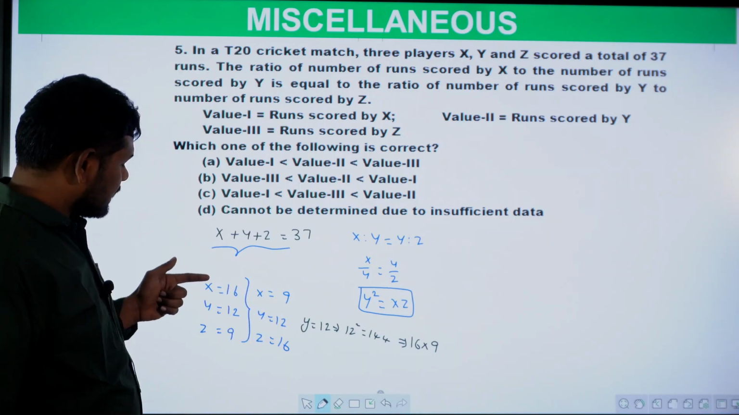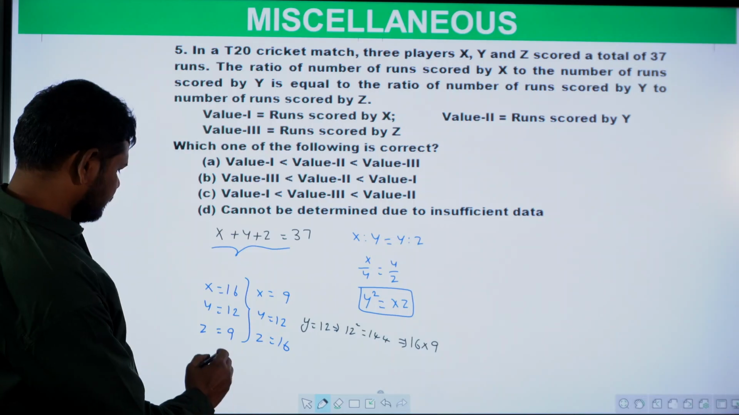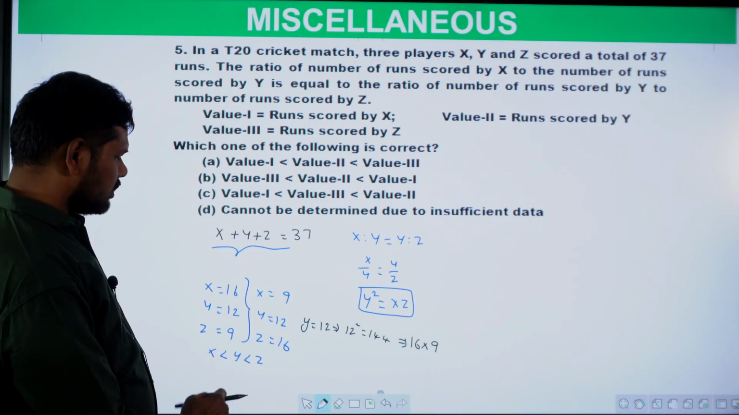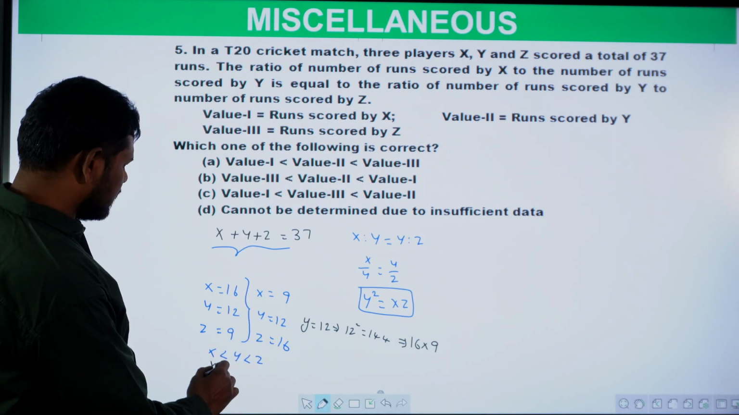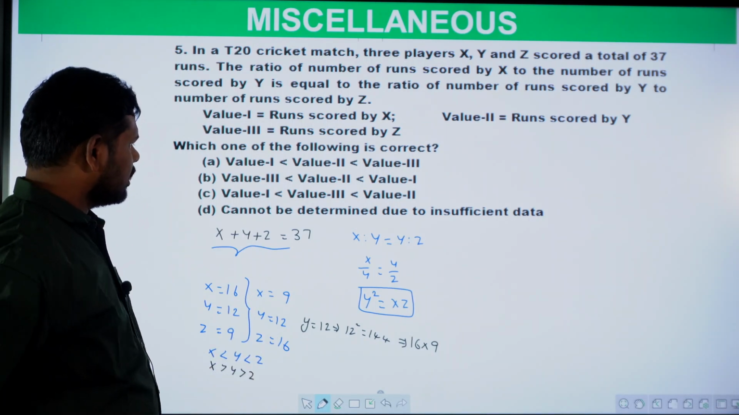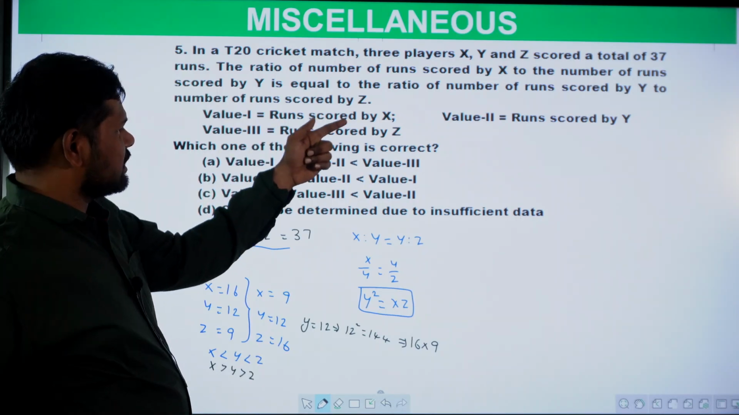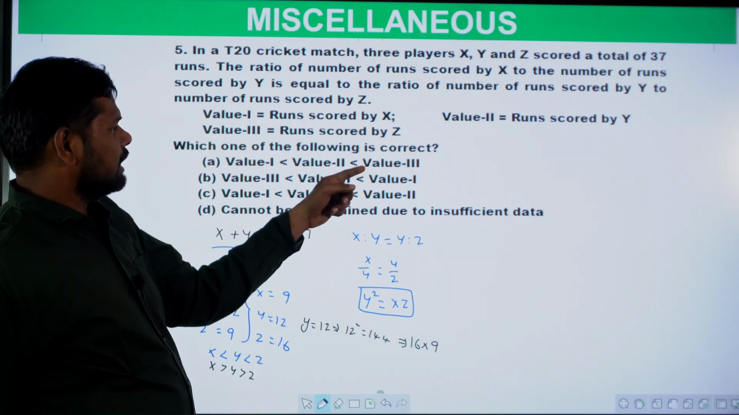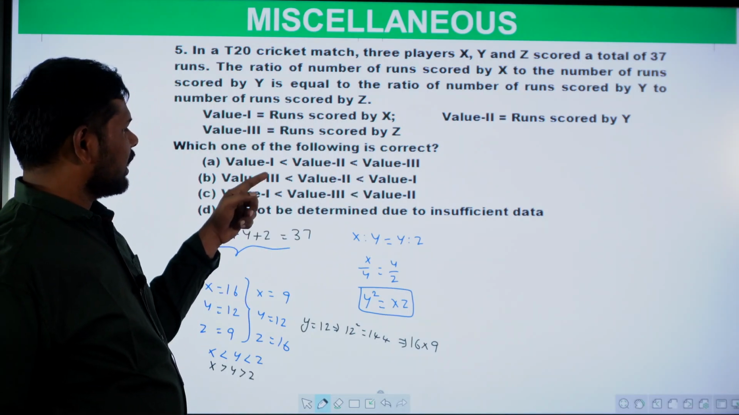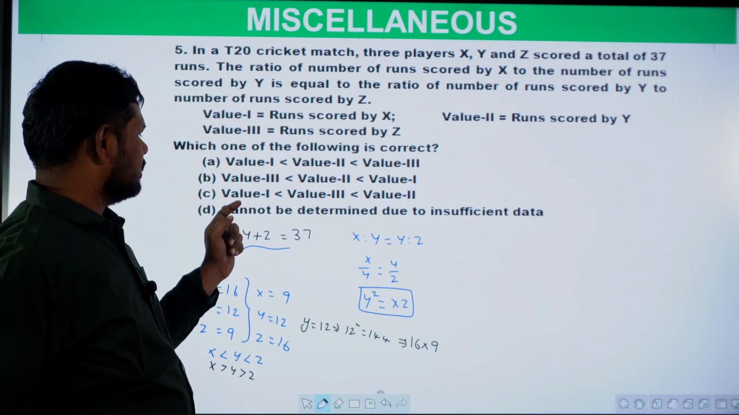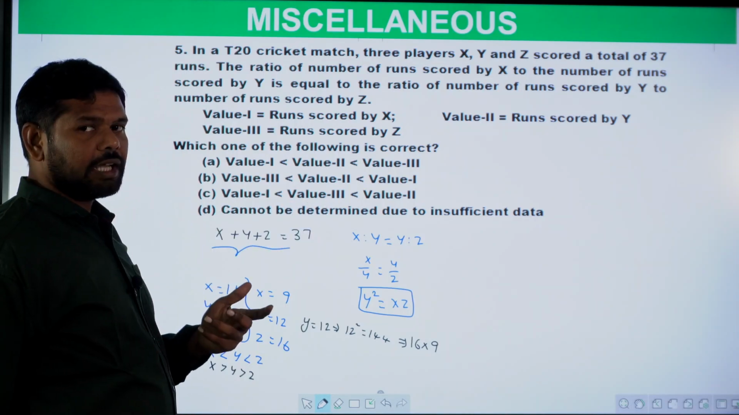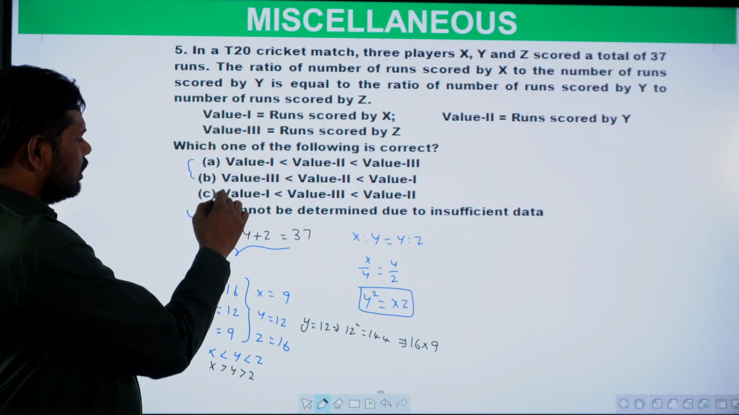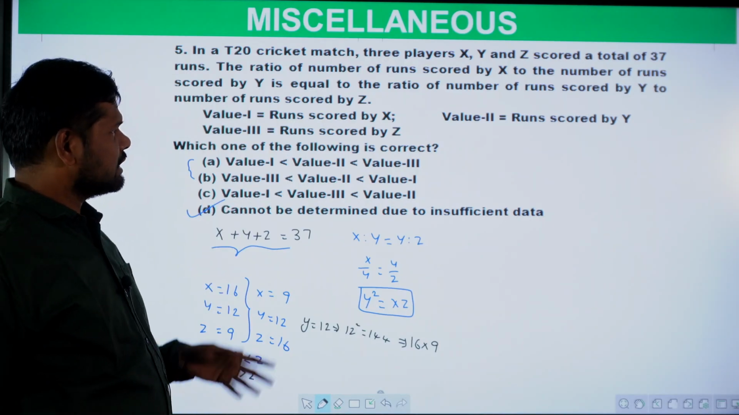But observe X equals 16, Y equals 12, Z equals 9 means X greater than Y greater than Z. Suppose I take 9, 12, 16, that means X less than Y less than Z. Now observe the options. Value 1 means X, value 2 means Y, value 3 means Z. Value 1 less than value 2 less than value 3, or value 3 less than value 2 less than value 1, and value 1, 3, 2. Which is the correct one? The first two options are satisfied with the same values. We can't determine due to insufficient data. Exactly, we can't find out.